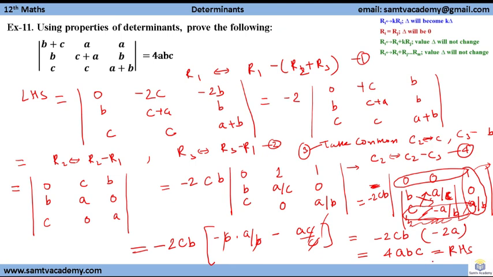Hope you have understood. I have done this with a little step, and tried to solve it with as few steps as possible. So hope you have understood this question.